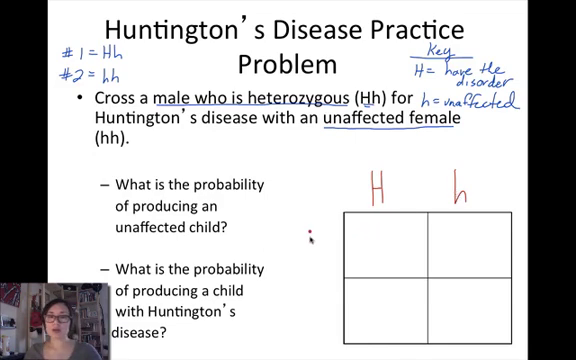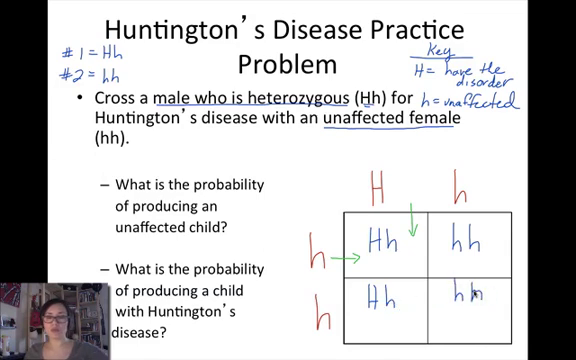And my next parent is unaffected, so it's going to be lowercase h, lowercase h. And just a reminder again, remember whatever's on the left-hand side comes in, whatever's on the top comes in. So let's quickly see if we can populate our Punnett square. In this first box, I'm going to have a big H, little h. My next one, little h, then big H, little h, and then lastly, little h.